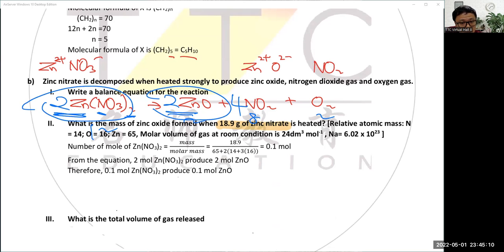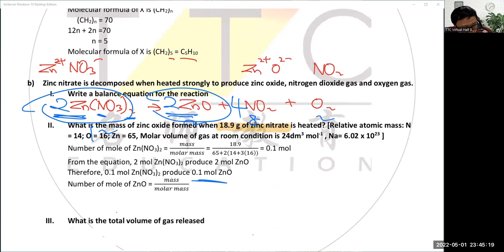Then from there, you change to the zinc oxide. So I get 0.1 mole zinc oxide. So I put in 0.1 mole zinc oxide. From there, I was able to find my mass equals 8.1 gram.